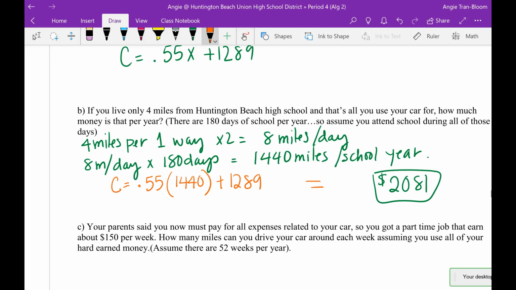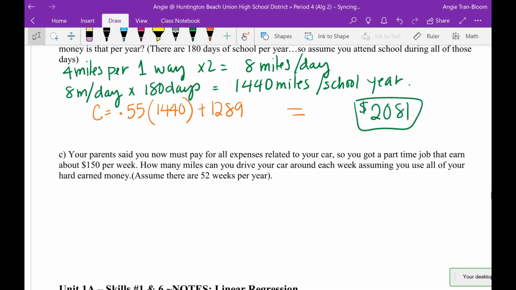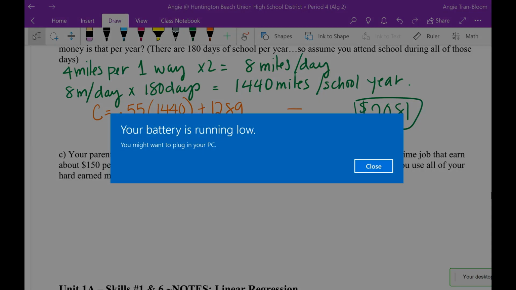Yes. Okay, your parents said, I'm so sick of paying for your expenses, get a job. How much are you earning per week? $150 a week. Is that about right for you? Yeah, more. It depends where you work. Let's just say you don't work that much because you're more academically focused.